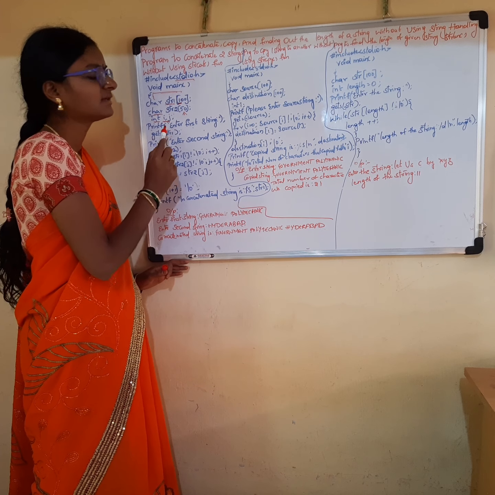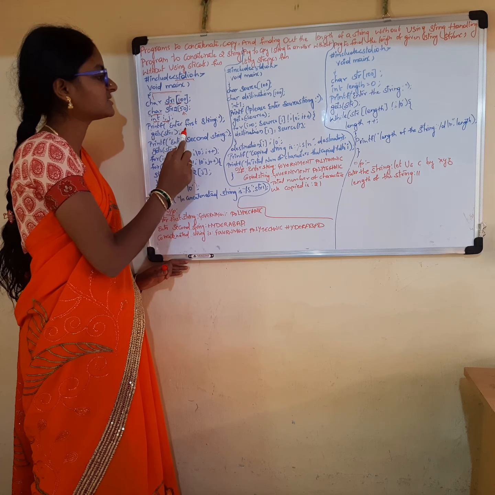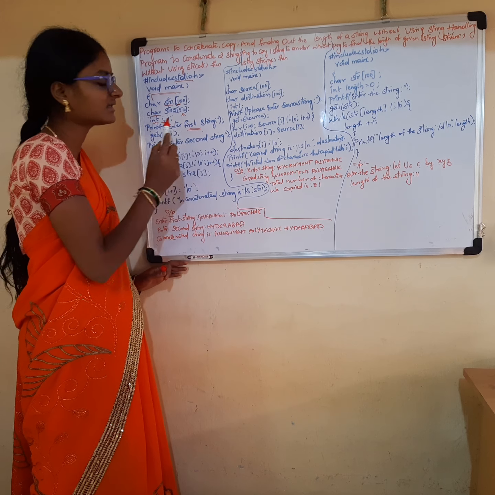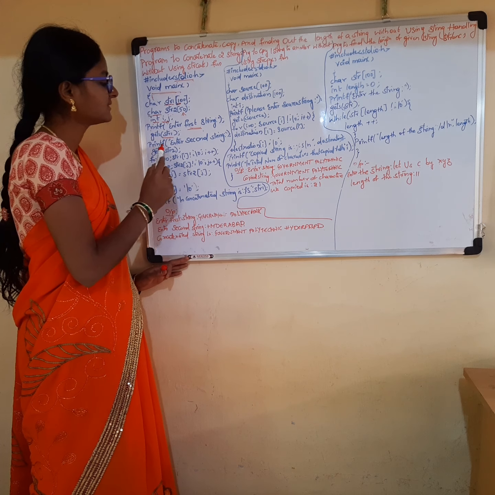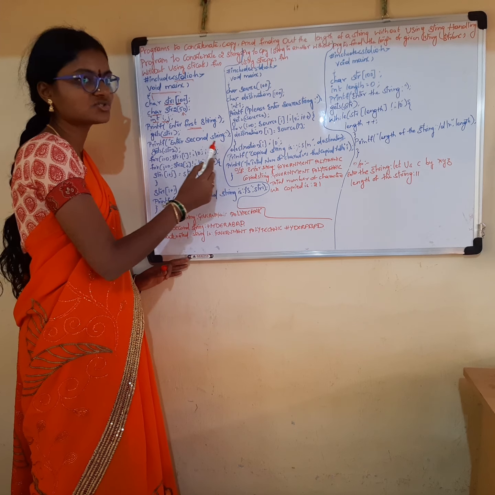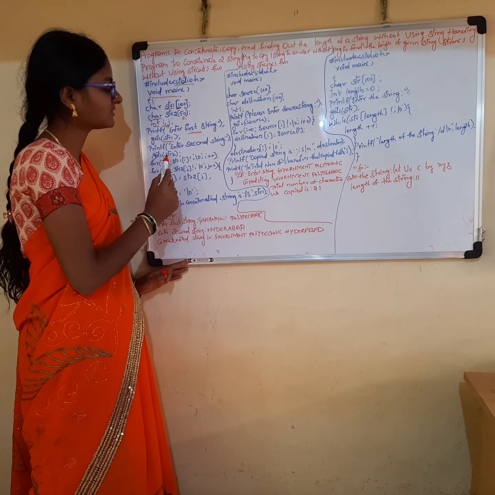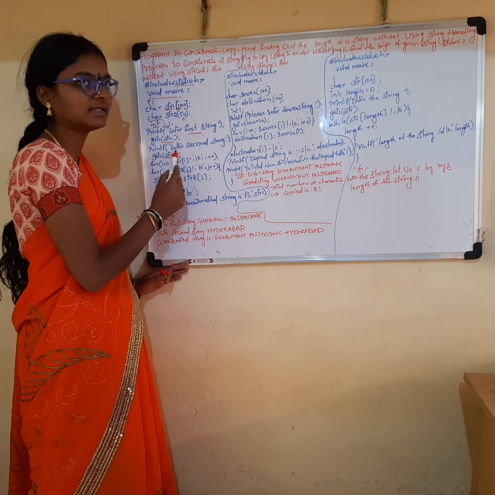Printf "enter first string" and gets(string1). Here the string which we are entering, the first string, is read into string1. Next printf "enter second string" and gets(string2). Here string2 is read.